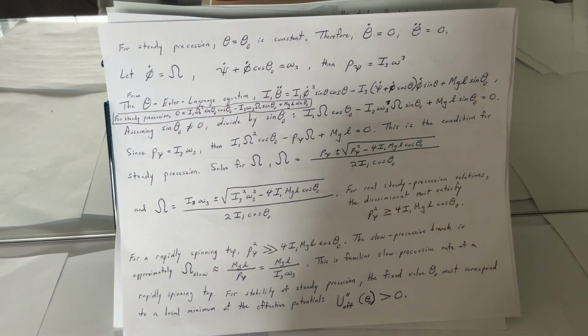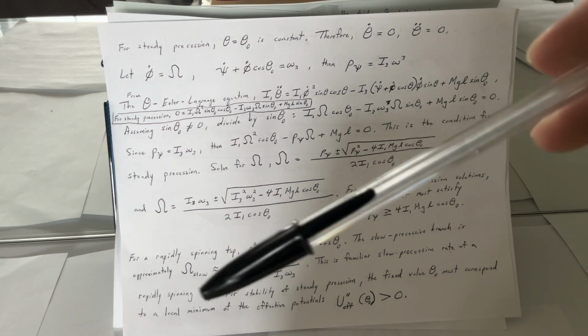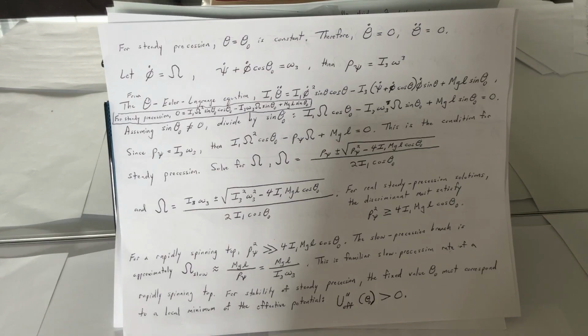And picking up over here, for a rapidly spinning top, p sub psi squared has to be much greater than 4 I sub 1 mgl cosine theta naught. So the slow precession branch is approximately capital omega sub slow is approximately mgl over p sub psi, and that equals mgl over I sub 3 lowercase omega sub 3. And this is the familiar slow precession rate of a rapidly spinning top.